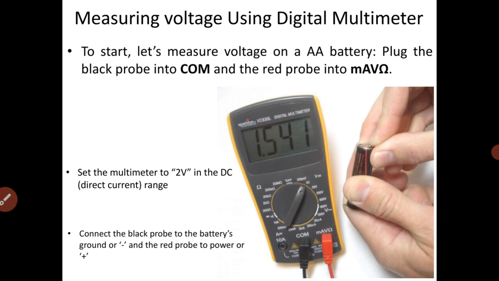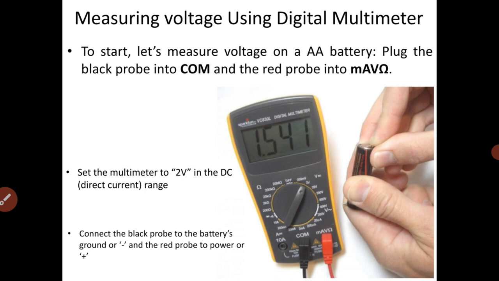Next is measuring voltage using a digital multimeter. If you have to measure voltage using a digital multimeter, it can be measured by some experiment. Like we can take one cell. Here in this image you can see one battery or cell we are using.